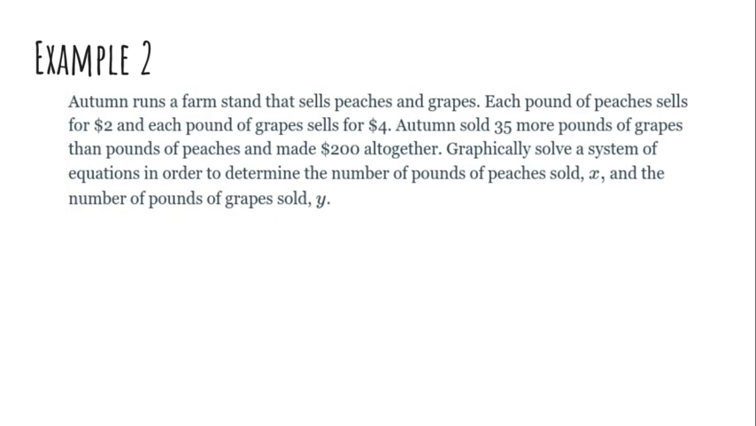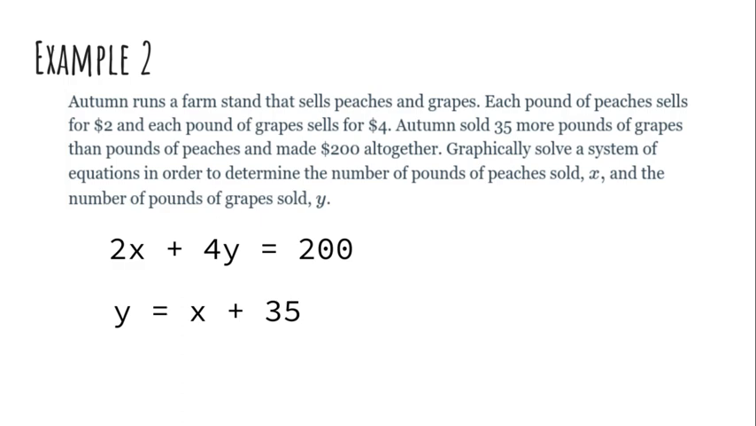When you're looking at this question, it's good to break this apart and look at everything that has to deal with money first. So if I'm looking at things that have to deal with money here, I see the $2 per pound of peaches, and then I see the $4 per pound of grapes. I know x is peaches, y is grapes, and altogether it's $200. And then the other equation says Autumn sold 35 more pounds of grapes than pounds of peaches. So I know grapes, y, is going to have to be the number of peaches plus 35. So I have both of my equations.